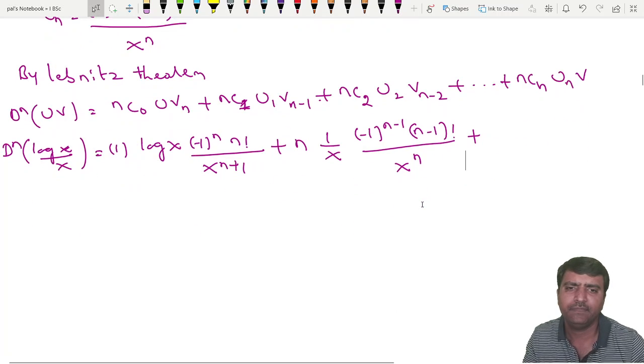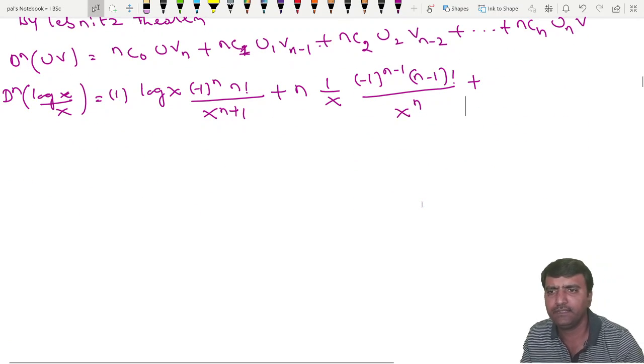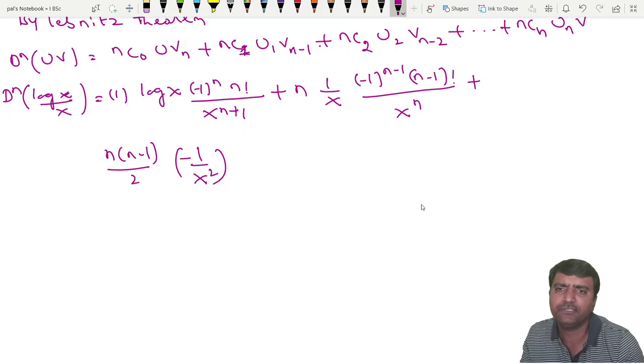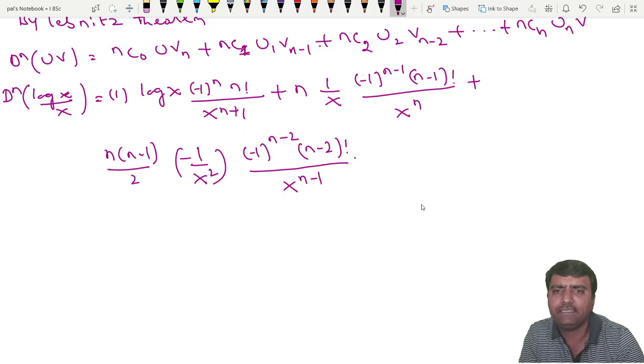similarly here, nC2 is n into n minus 1 by 2. The u2 value is minus 1 by x square. If it is not clear, look at what is written above, or differentiate it yourself. The differentiation of 1/x is minus 1/x square, and v_n minus 2 means reducing one more number. So that is minus 1 to the power n minus 1, reduced by one more gives n minus 2, and similarly this is n minus 2 factorial divided by x to the power n minus 1, plus and so on.